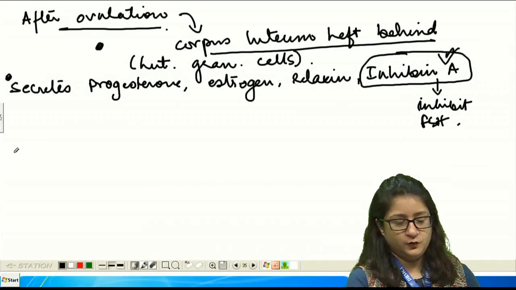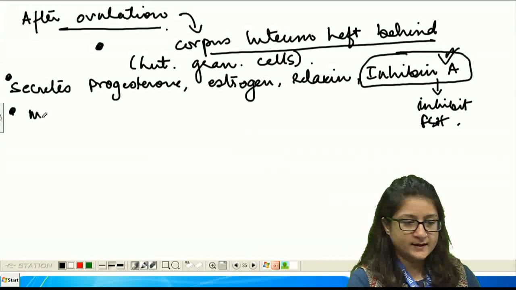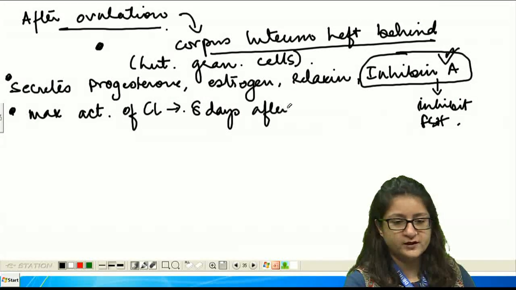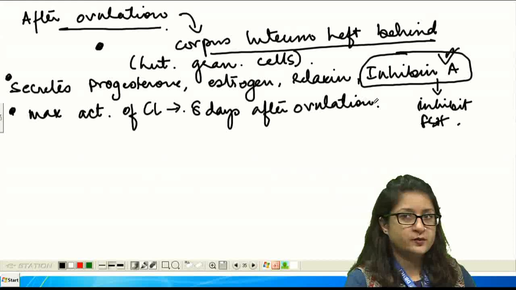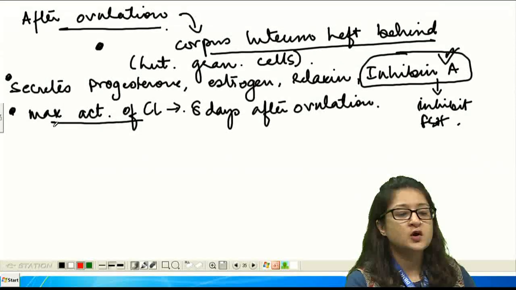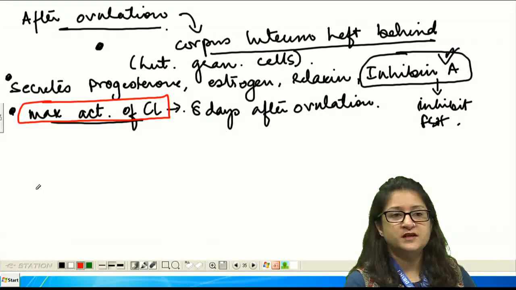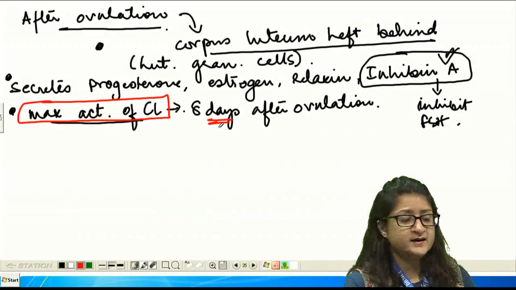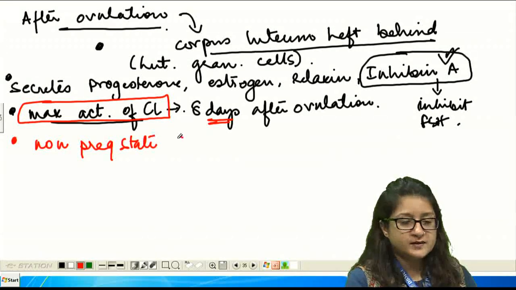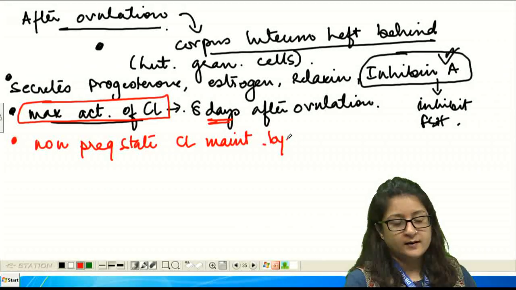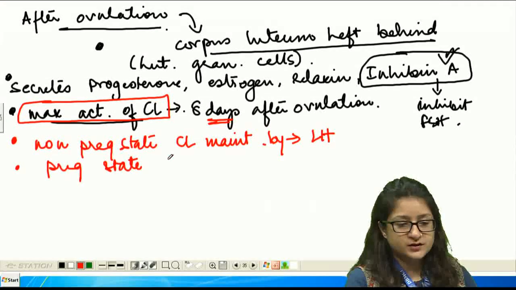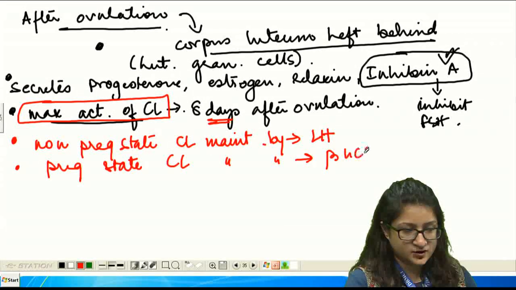Point number two: what does the corpus luteum secrete? Another important point is that the maximum activity of the corpus luteum happens 8 days after ovulation. Like I told you, if they ask when peak progesterone production takes place, or when the maximum activity of the corpus luteum takes place, they're asking the same thing, that is 8 days after ovulation. In the non-pregnant state the corpus luteum is maintained by LH, and in the pregnant state the corpus luteum is maintained by beta HCG.